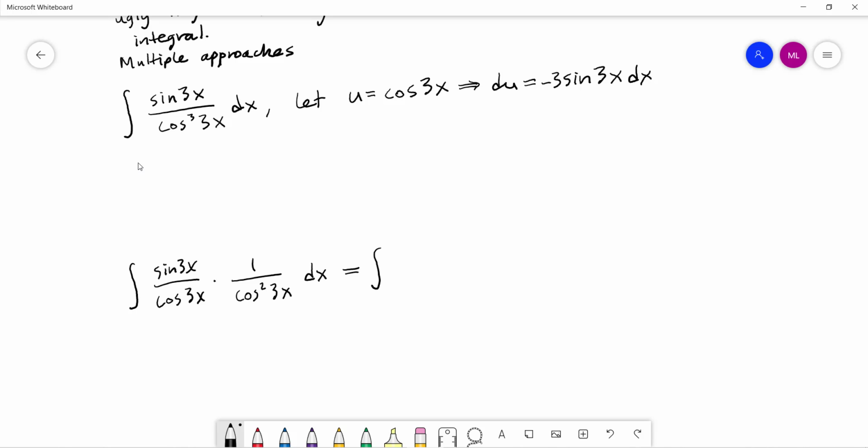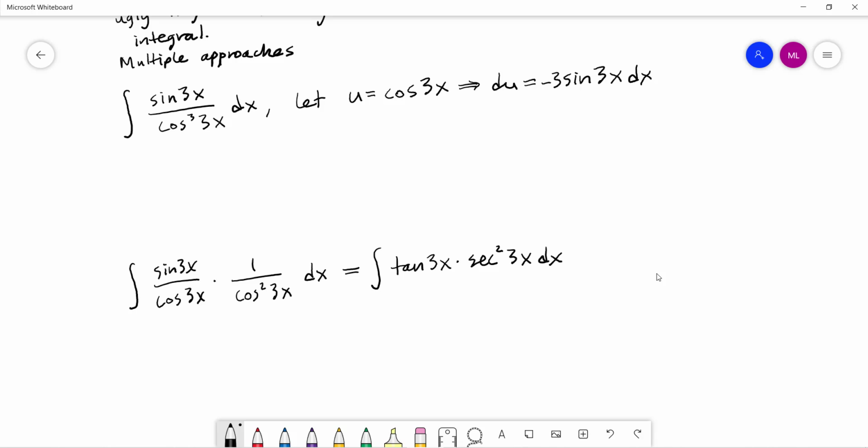That can be rewritten, this sine over cosine, as a tangent. So I'm going to get tangent of 3x times, in this case, 1 over cosine squared is secant squared of 3x dx. And this isn't too bad if you recognize that the derivative of tangent is secant squared, and so you could do a simple u substitution here. So it's kind of up to you which approach looks easier to you.